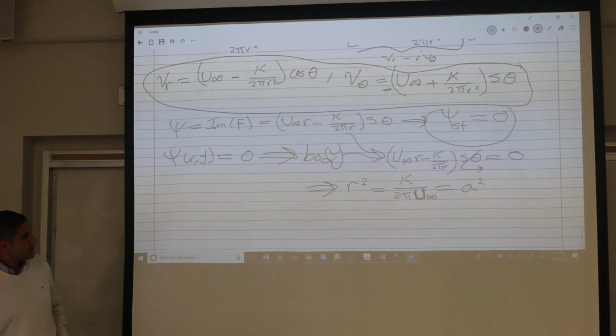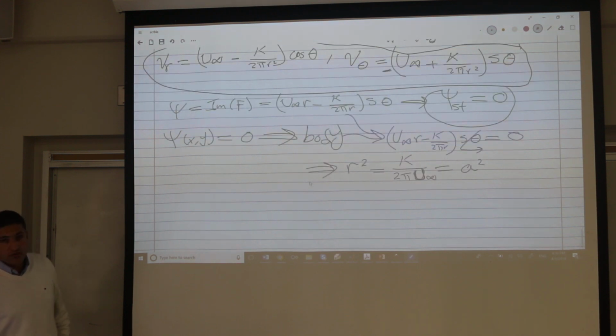Okay? So in the homework I'll ask you to show that this body is a streamline. You just need to show that psi is constant along the body, and that's it. It's easy. Psi has to be constant along the body, of course. Any questions so far?